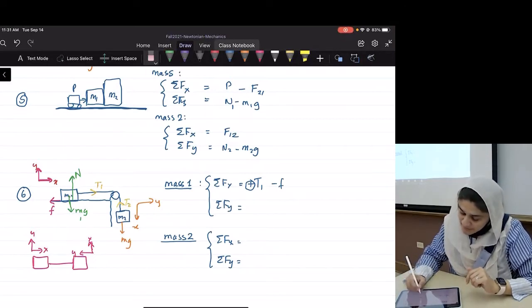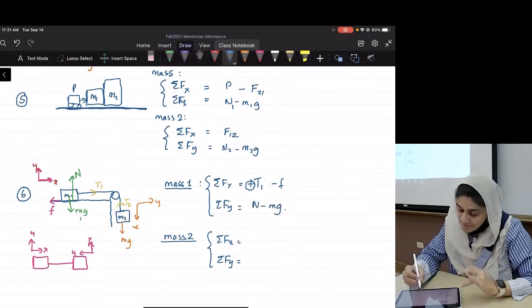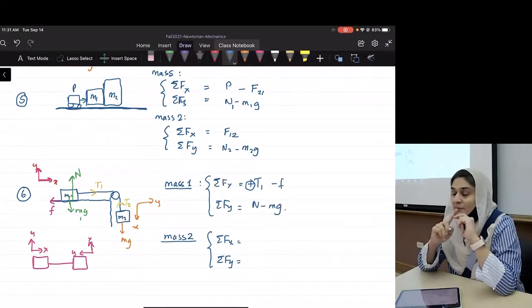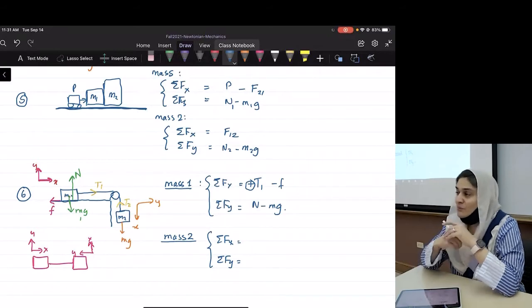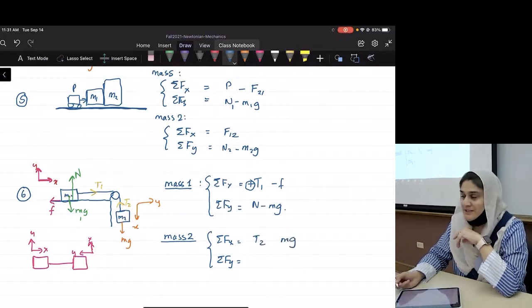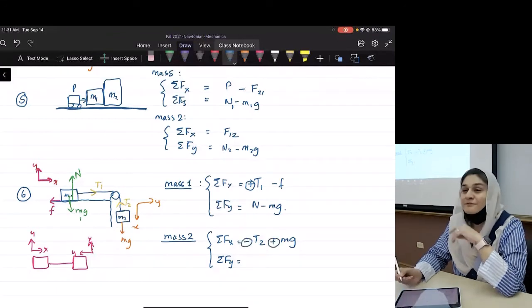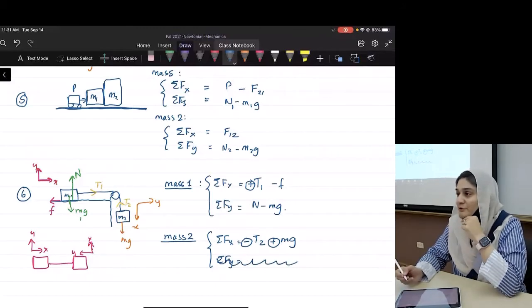And what would it be for this? Just N minus mg. Okay, now here's the question. What about equation for mass 2? Should I write sigma Fx or sigma Fy? And what would it be? Which one should be plus and which one should be minus? Yep. Follow your coordinate system. And there is no equation y for mass 2.